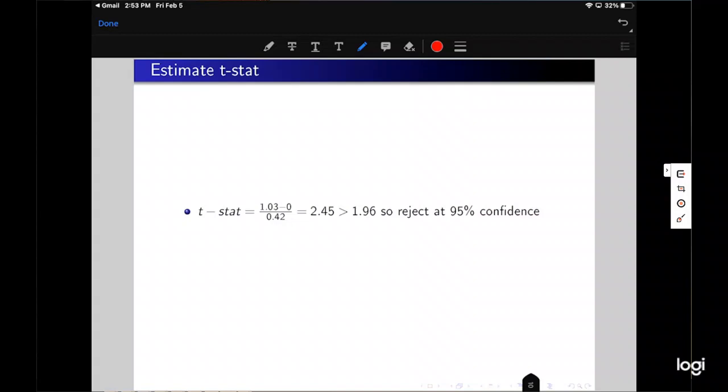How do we do this? Think back to Module 5, Lecture 1. Let's talk about the t-stat. So let's take our estimate of beta hat 1, subtract off the null hypothesis, divide by the standard error, and we get 2.45, which is greater than 1.96, so we reject at the 95% confidence level. So it is significant.